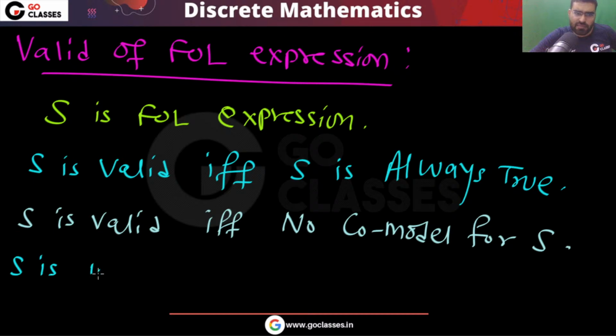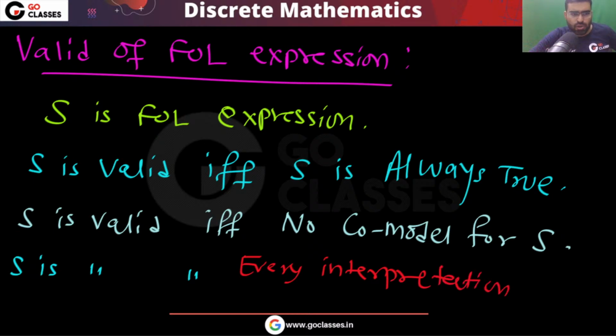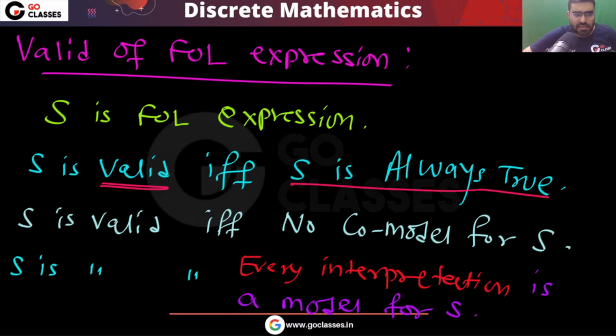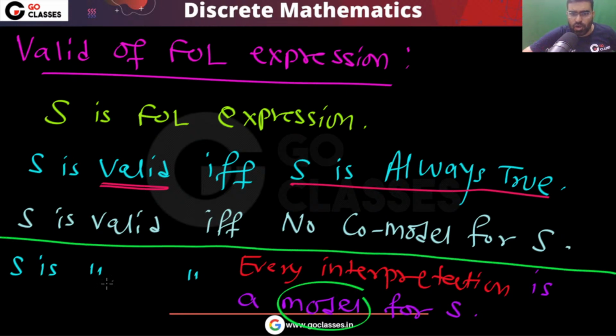Or I can say S is valid if and only if every interpretation is a model. Whatever interpretation you take, every interpretation is a model for S. So this is called validity of a first order logic expression. Okay, is this clear? So when can I say valid? Valid means always true. There is no co-model, or every interpretation is a model. Whatever interpretation you take, that is a model.